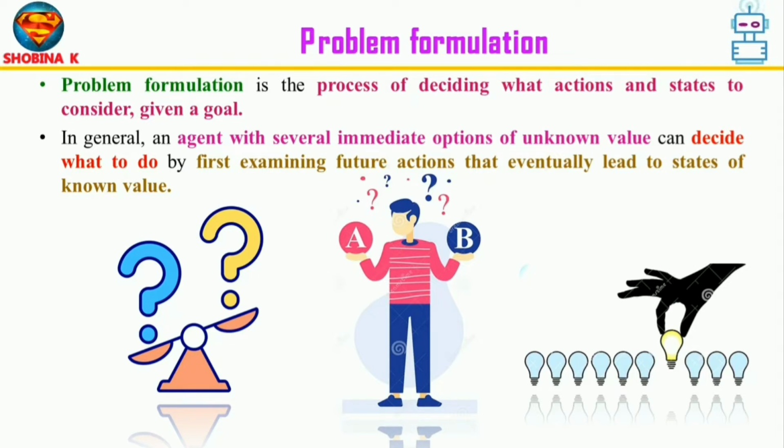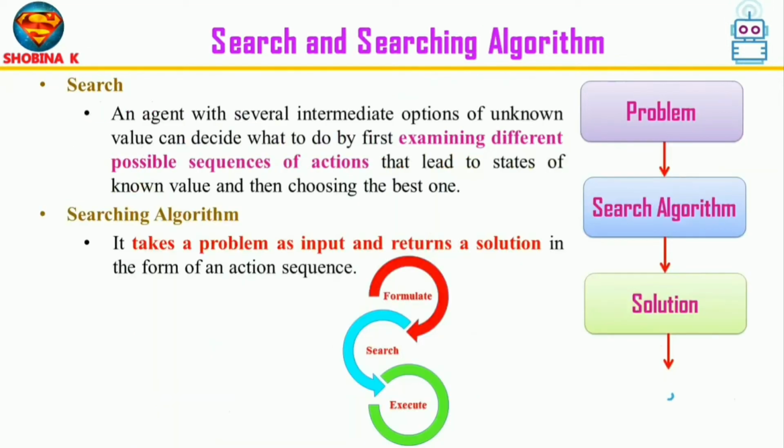After goal formulation and problem formulation, the agent has to look for the sequence of actions that reaches the goal, and this process is called search. A search algorithm takes the problem as an input and returns a sequence of actions as output. After the search phase, the agent has to carry out the actions that are recommended by the search algorithm, and this final phase is called the execution phase. So the agent has to formulate, search, and execute.